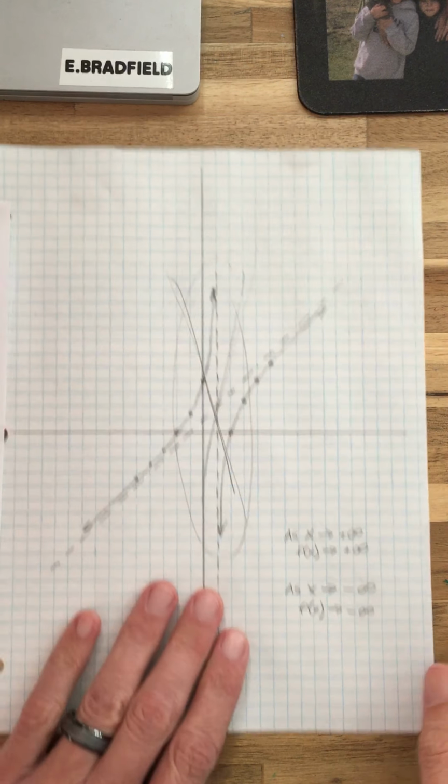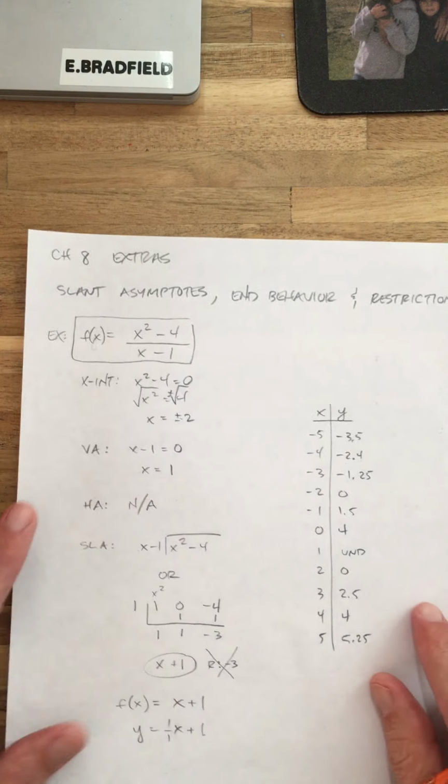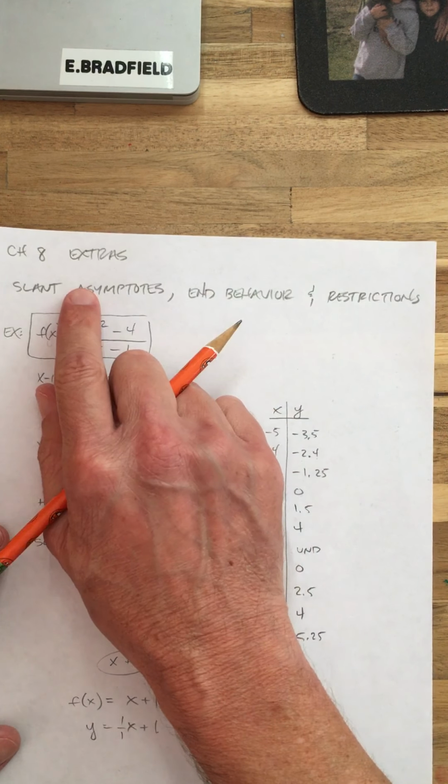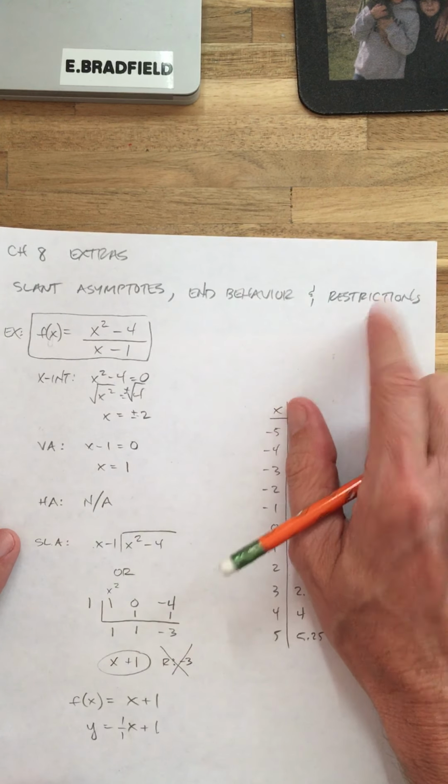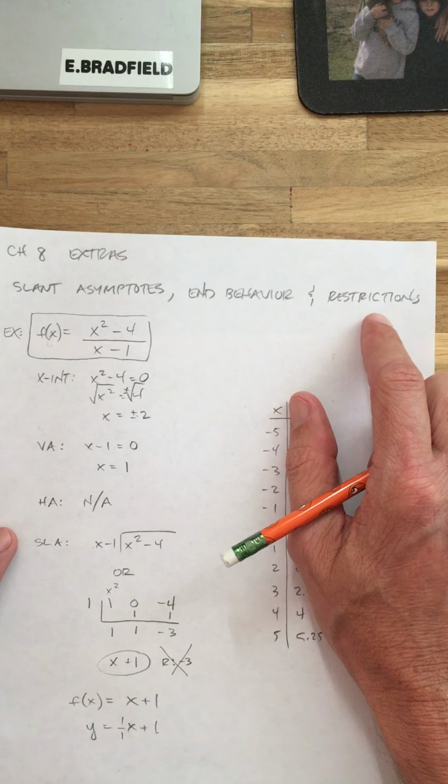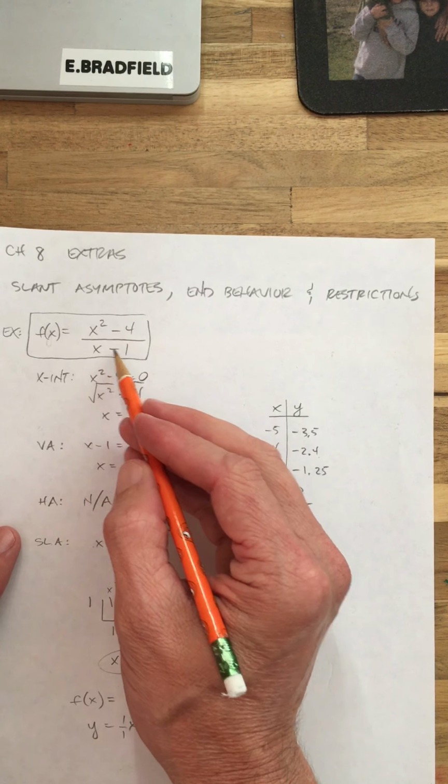Okay. Finally, there are restrictions, okay? So we did slant asymptotes, we did end behavior, and now let's talk about restrictions. If on your test you get a problem that says something about restrictions, all you have to do is look at the denominator, okay? The denominator says x minus 1.